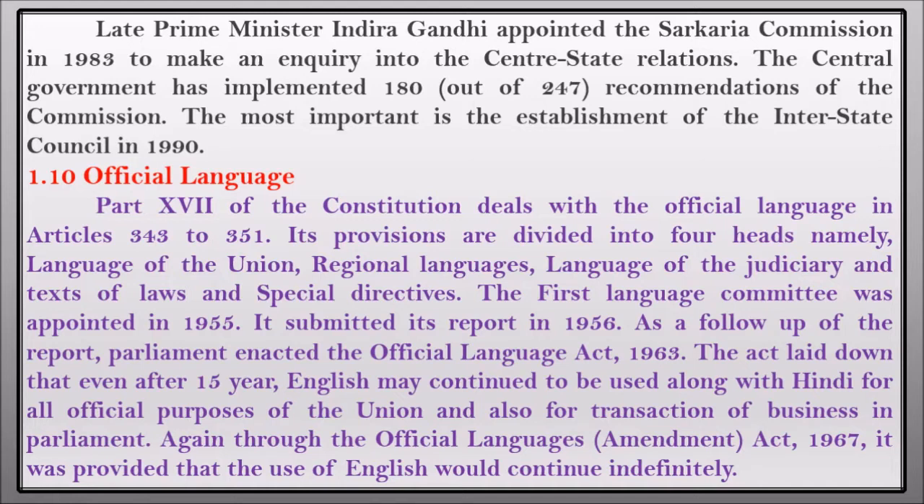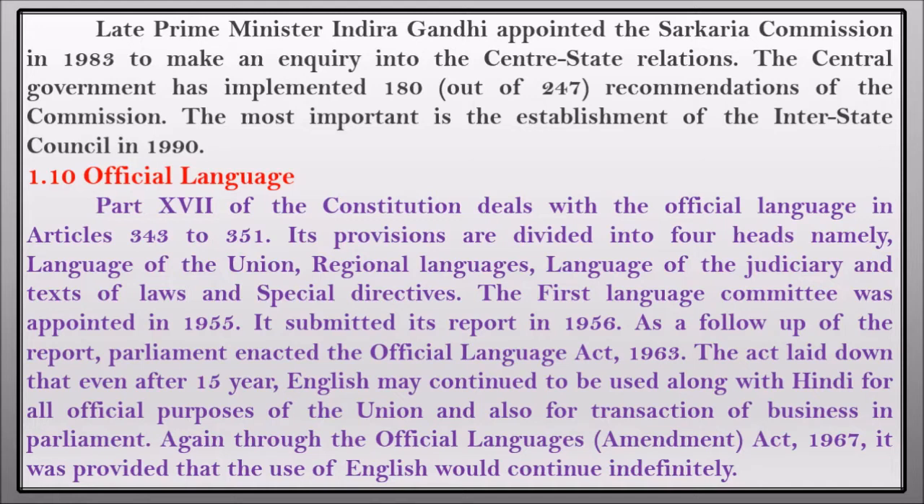In those articles, the provisions are divided into 4 heads. What are they? Language of the union, regional languages, language of the judiciary, and text of laws and special directives. So these are the 4 heads in Part 17 on official language. First one is language of the union. Second one is regional languages. Third one is language of the judiciary, and the fourth one is text of laws and special directives.